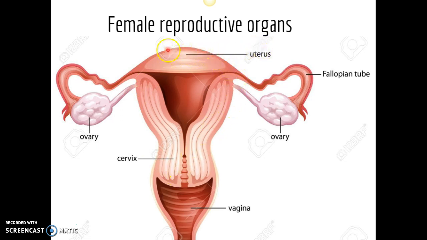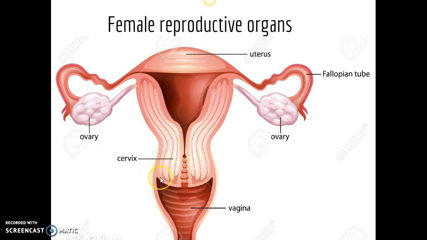Even if the name is marked here, it's this whole part. It is like the fruit, the pear, but upside down. Then you find the ovaries on both sides of the uterus, and connecting the ovaries to the uterus, the fallopian tubes on both sides. The uterus connects to the vagina via this part, which is called the cervix.